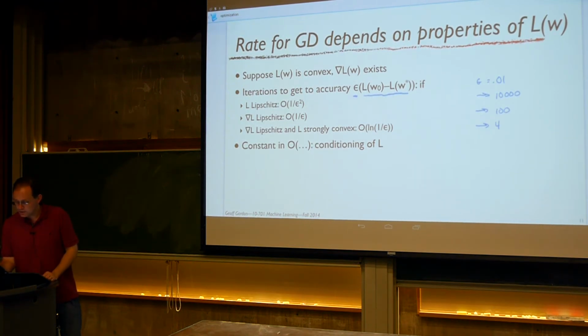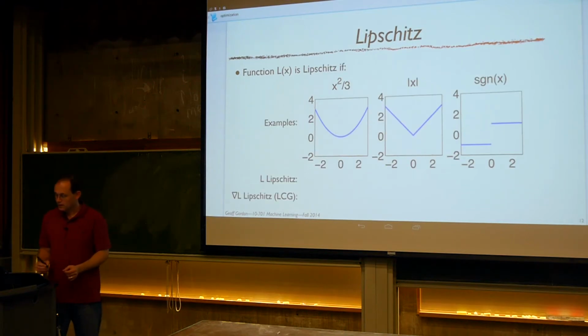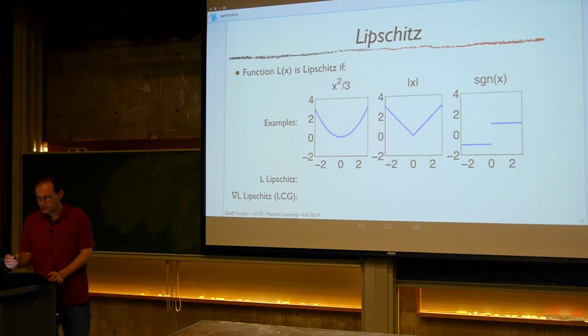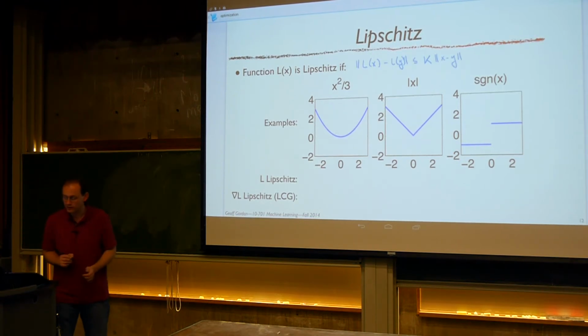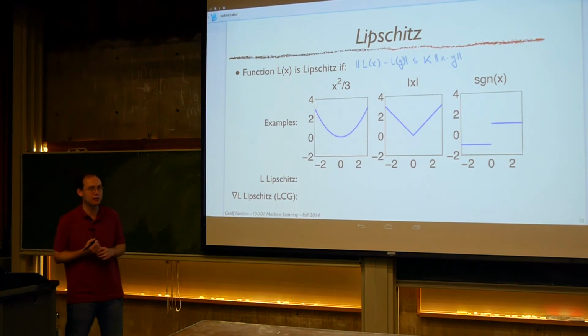So I owe you a definition of what Lipschitz is. The definition is that a function is Lipschitz if small changes in the input lead to small changes in the output. What that means is that |L(x) - L(y)| is less than or equal to some constant, which I'll call big K, times the difference between x and y. So that's small changes in input lead to small changes in the output. And the constant K is called the Lipschitz constant.